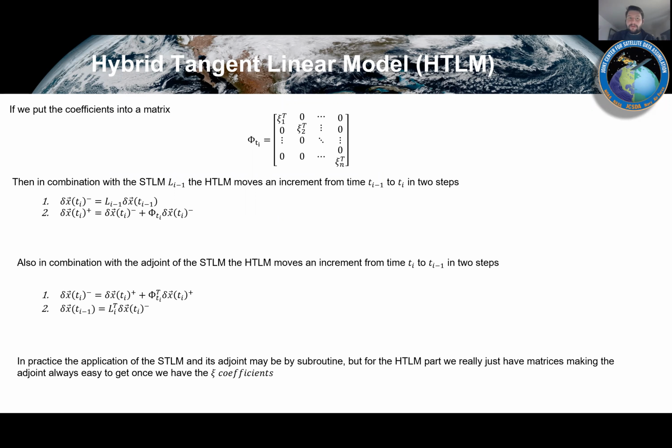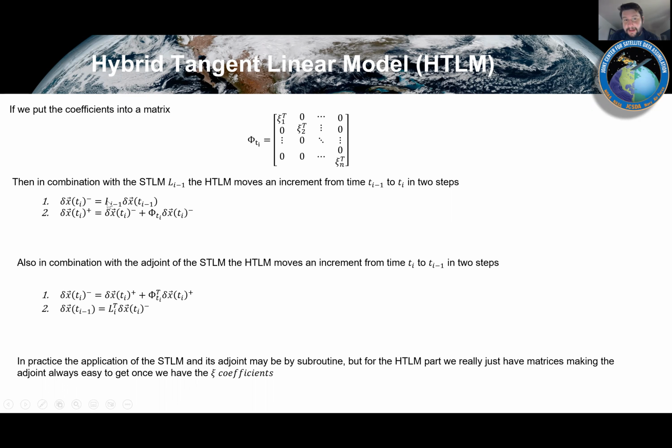If we calculate all those coefficients and put them into a matrix, this just gives a nicer form to see how we get the adjoint from this. I just put them on the diagonal. This would be an n-dimensional state vector. Then once I have those, using the TLM, and I'll talk about how they get calculated, to use an HTLM, your TLM forwarding goes in 2 steps.